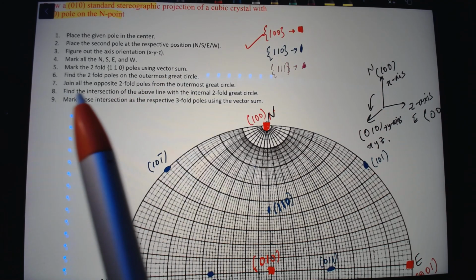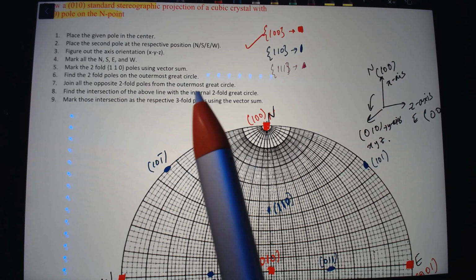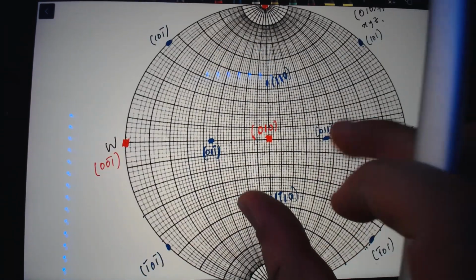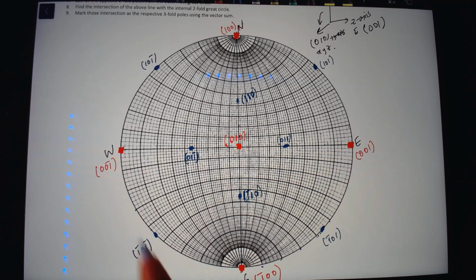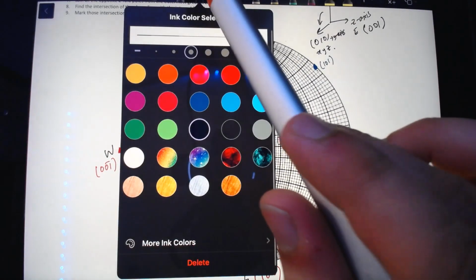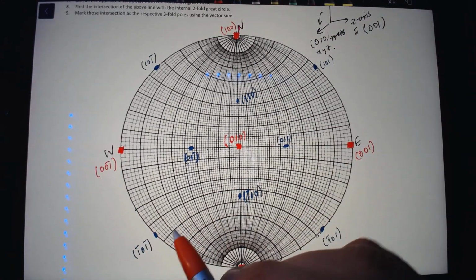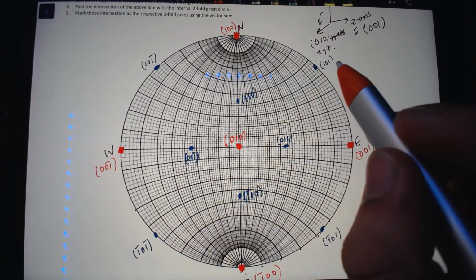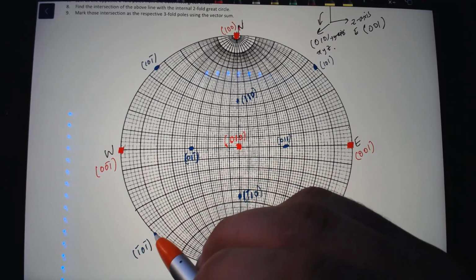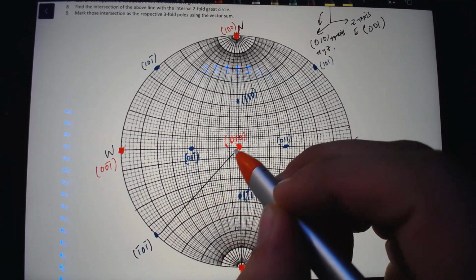Now the step number 7 says to join all the opposite two-fold poles from the outermost great circle, which are the outermost, and then the two-fold are the ones in the blue here, or the ellipse. So let's just go ahead and try to join them. And again, I would recommend just using a ruler to join these outside 2 points along with the center, because it should pass through the center.